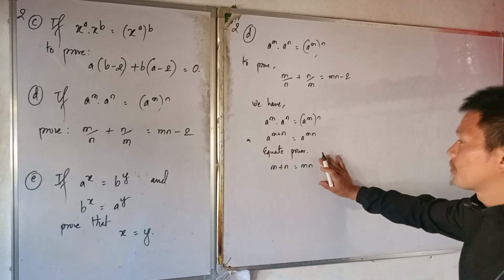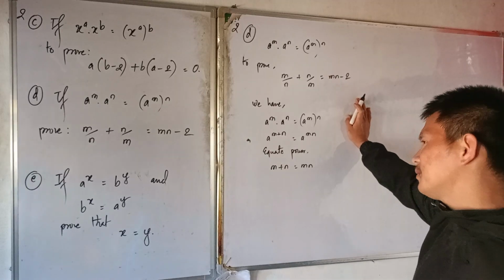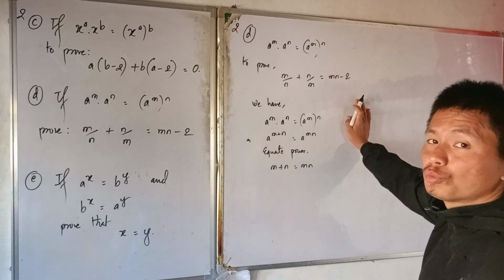Now in this case, as in the previous 2C question, we multiplied both sides by 2.